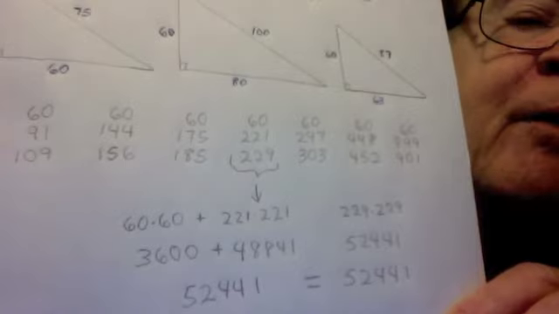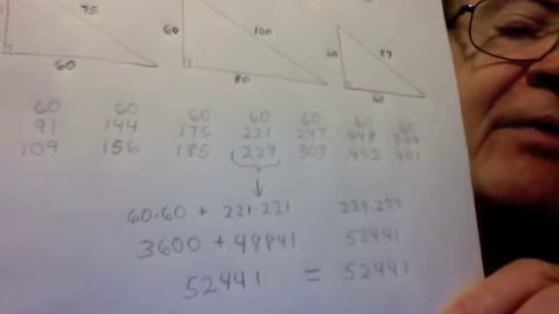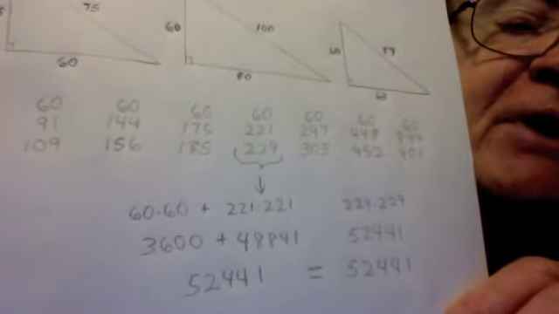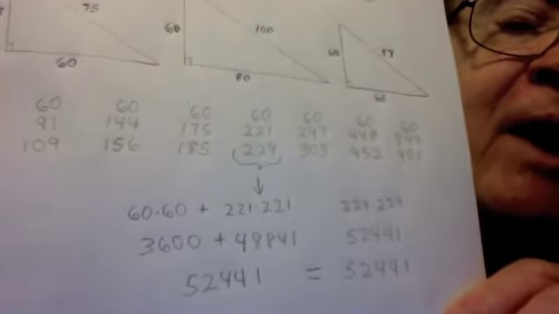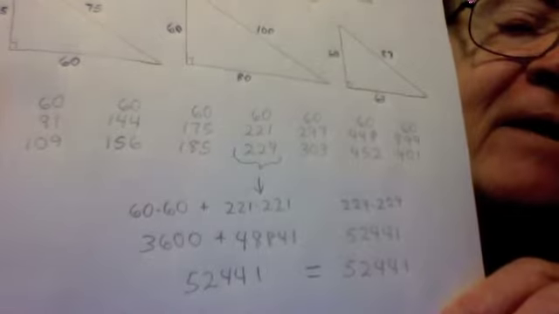For example, for 60, 221, 229, here's the math. 60 times 60 plus 221 times 221 does equal 229 times 229.